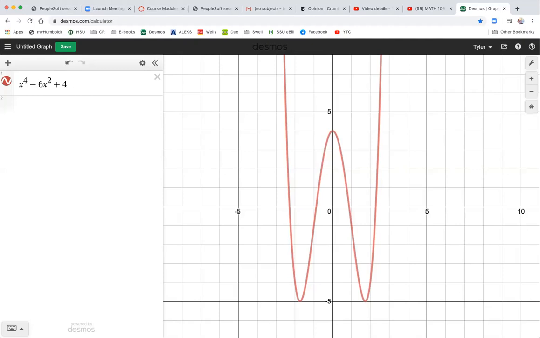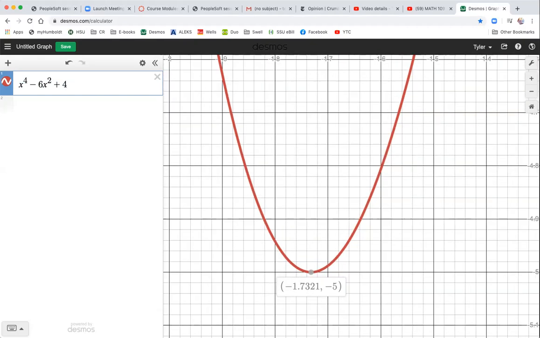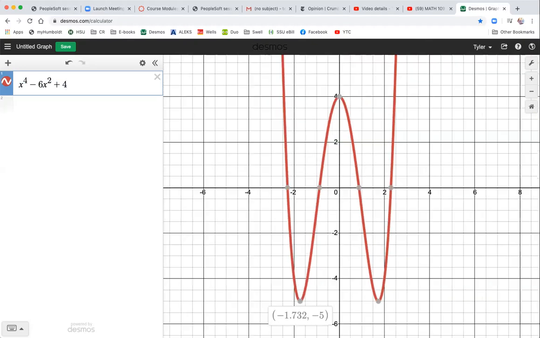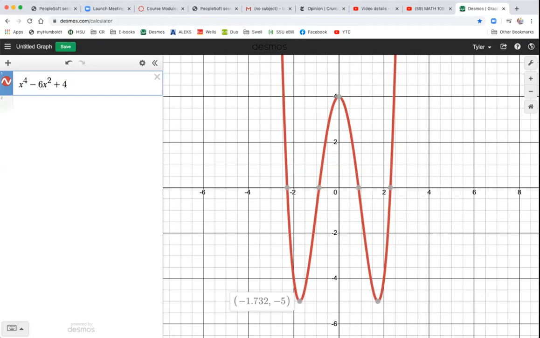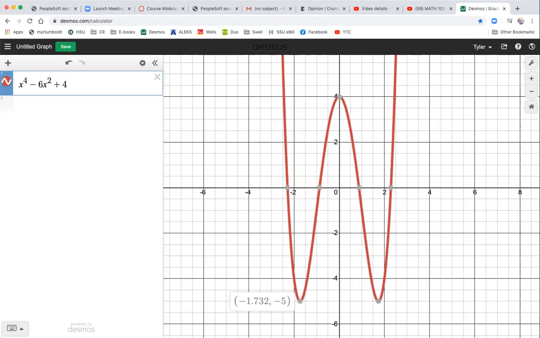So here I've got Desmos all set up. I've plotted that function, x to the fourth minus 6x squared plus 4. And now looking at this picture, it kind of makes more sense to me that, yeah, I see some places where the tangent lines are horizontal. One of those places would be down here. If I mouse over it, Desmos is even giving me a decimal approximation for the answer. Minus 1.732 comma 5 is this point.